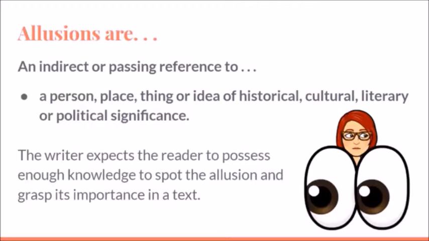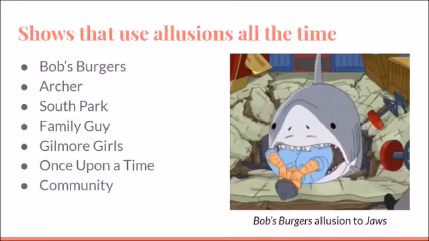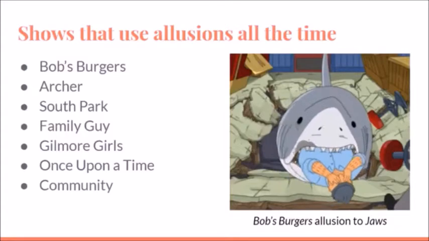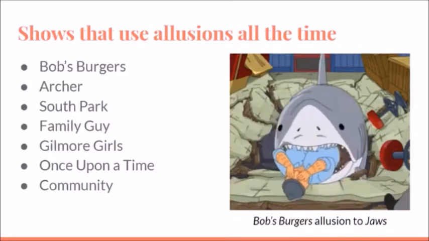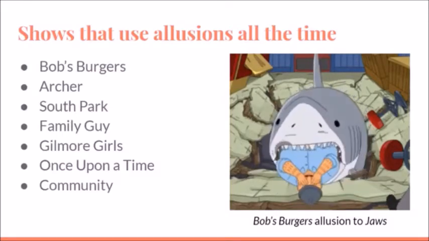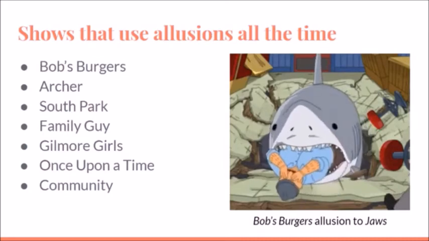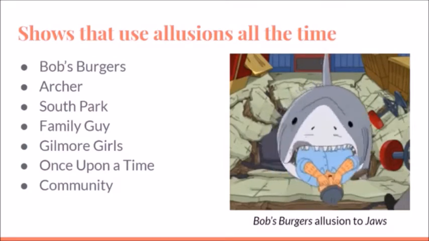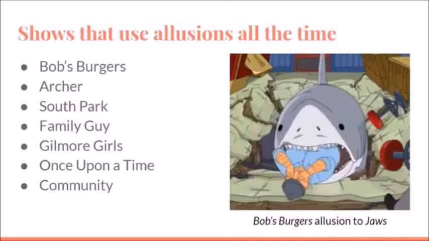It can be literature, it can be history, it can be religion, it can be art, it can be a TV show, it can be a movie, it can be a poem. It's just a reference to some other piece of work in our culture outside of the thing that you are currently reading. TV shows also do that. TV shows tend to use allusions a lot to create jokes. Shows like Bob's Burgers, South Park, Family Guy, Community, Rick and Morty, they all use allusions all of the time to make jokes. We'll actually talk about the episode of Bob's Burgers with Jaws later.